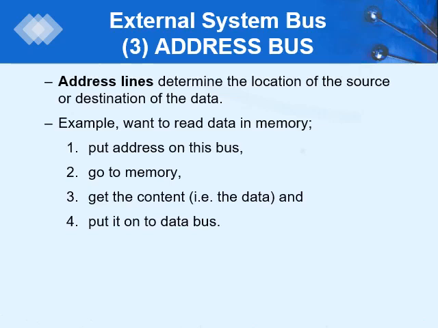So the third bus is the address bus. So if you want to know the location of the source or the destination, we need to send the address in the address bus.